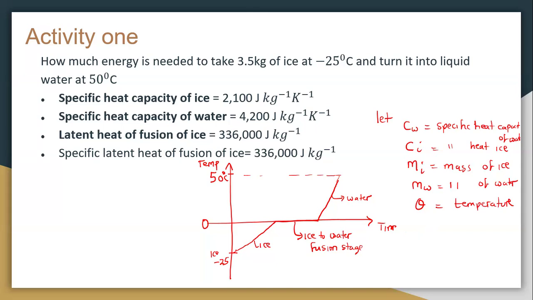So those are some of the variables that we are going to use. Now, allow me to label that when we are changing ice, here I'm going to call this quantity of heat Q1. Here, allow me to call it Q2. And then here, I call it Q3. So I'm going to find out at each level, how much heat do we need? That for us to change from ice to water, how much heat do we need? Then at the end of the day, we shall find out how much energy is needed to change 3.5 kilograms of ice at negative 25 to 50 degrees.